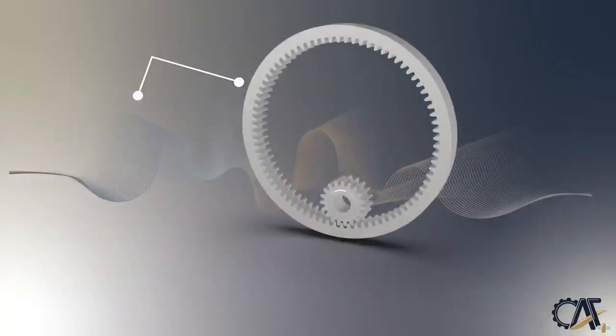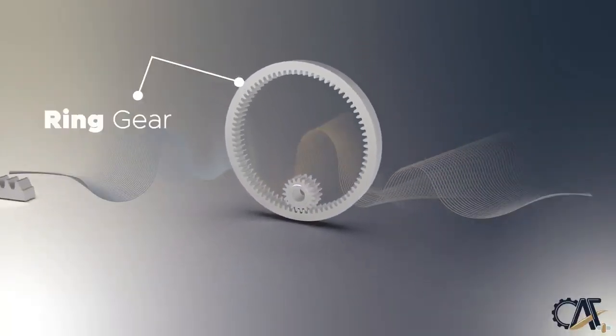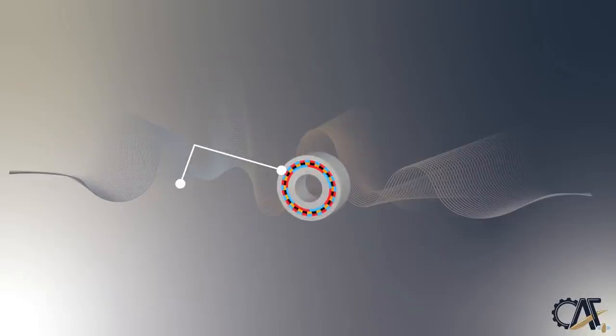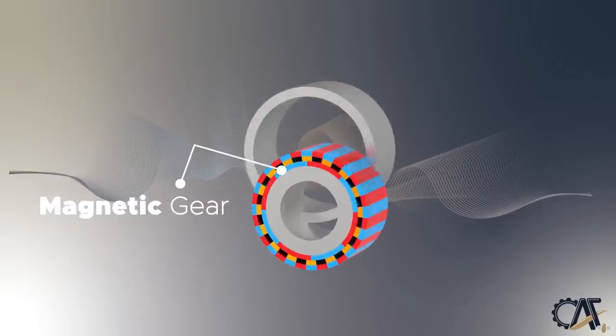The internal gear or ring gear has teeth inside of a ring rather than on the outside. A magnetic gear is similar to a mechanical gear in function but uses magnets instead of teeth.